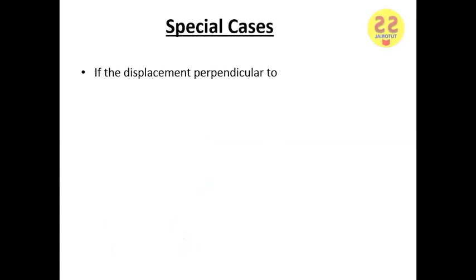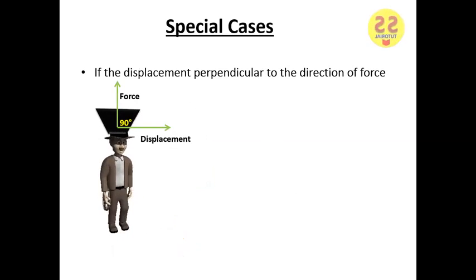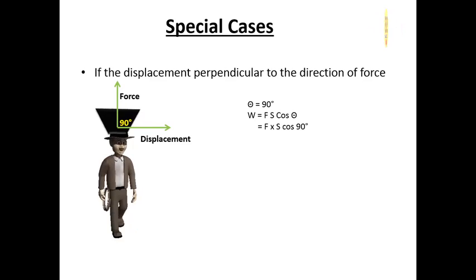If the displacement is perpendicular to the direction of force, what will we do? Just look at here. The man carrying a load is walking straight. Now the force applied to the load is vertical, upward, and the displacement is horizontal. So the angle between the force applied on the luggage and the displacement is 90°. So here theta is equal to 90°. So W is equal to Fs cos theta, and work done is equal to Fs cos 90°. The value of cos 90 is 0. So work done here is 0.